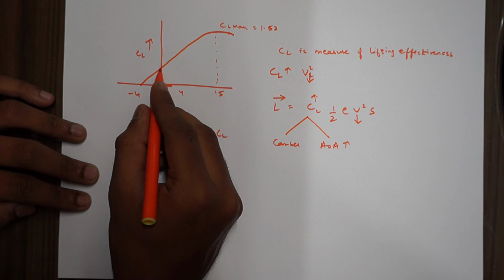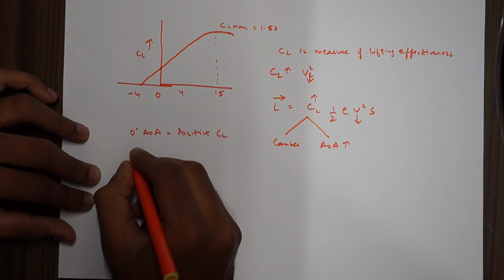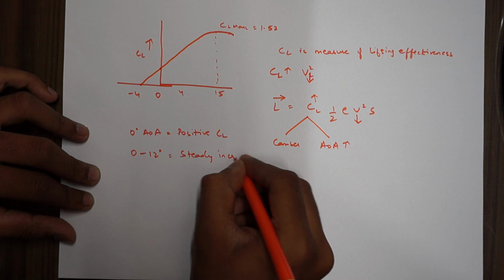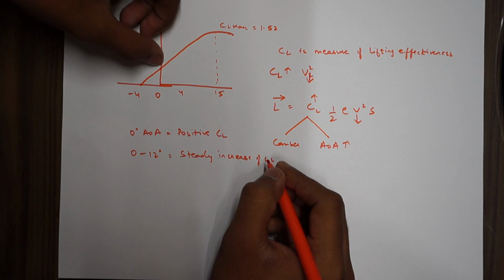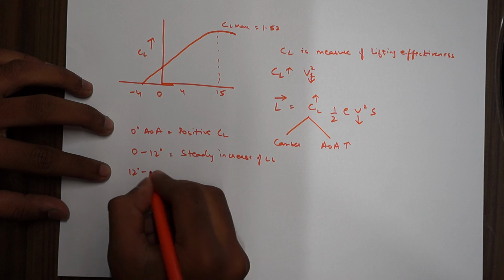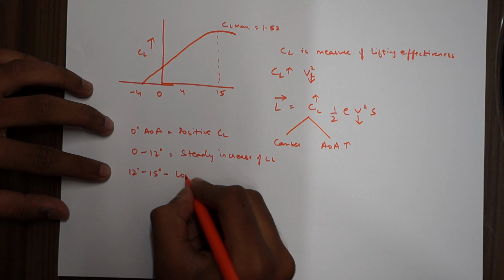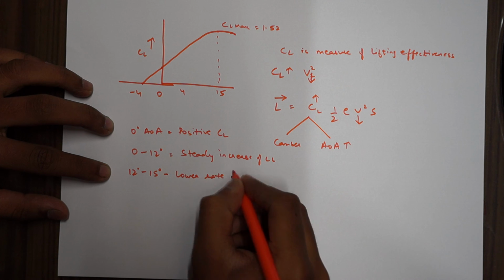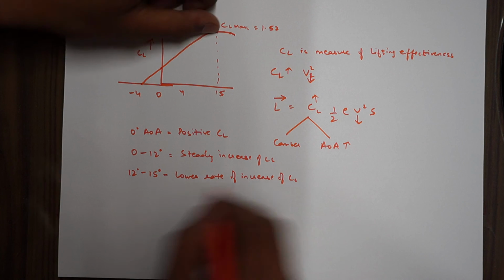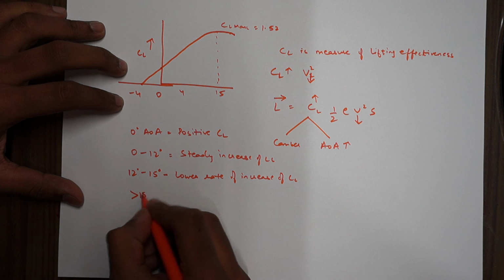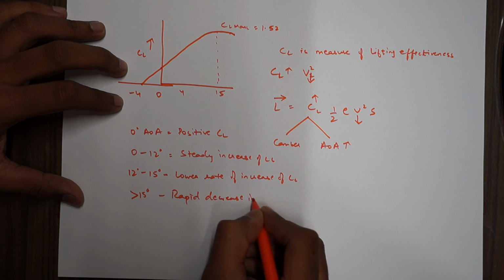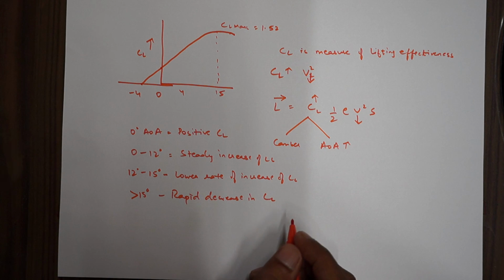As you can see, the coefficient of lift is positive. From 0 to 12 degrees, there is a steady increase of CL. It's linear from 0 to approximately 12 degrees, and from 12 degrees to 15 degrees you have a lower rate of increase of CL. CL is increasing but at a lower rate, and greater than 15 you have a rapid decrease in CL. Is that clear?